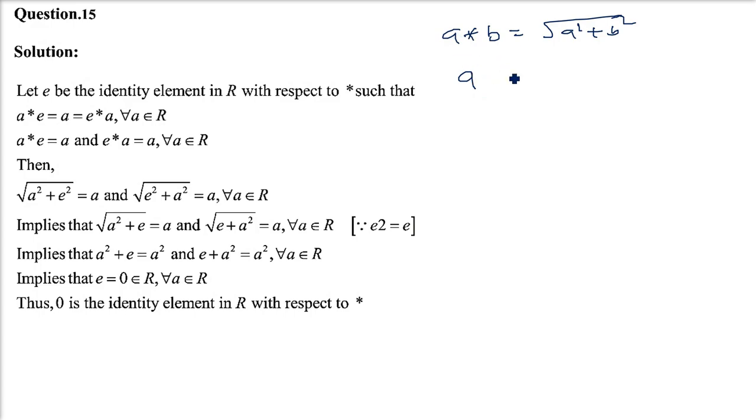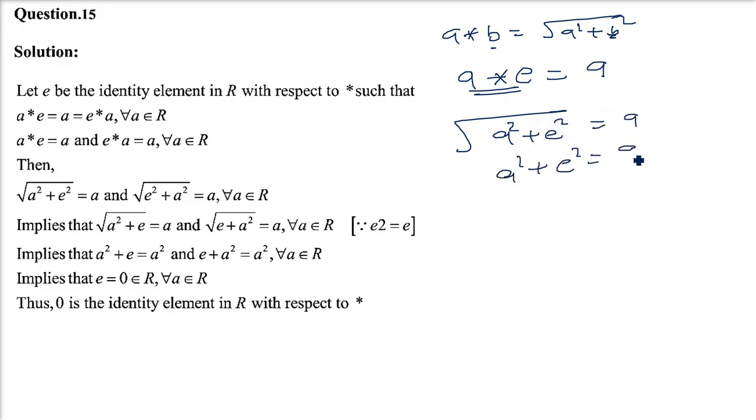When you operate a with any value, if that value is coming back, that is the identity value. So a star b is defined as under root a square plus b square. So a star e will be under root a square plus e square. Now square both sides: a square plus e square is a square. Because a square gets cancelled, e square is equal to 0, that is e is 0. So 0 is the identity element in R with respect to this star.